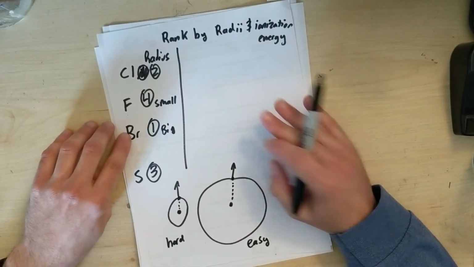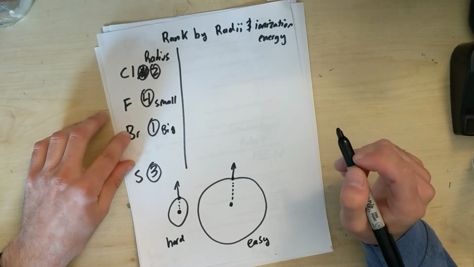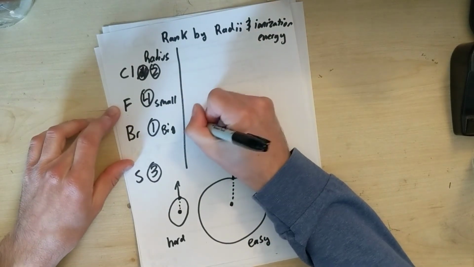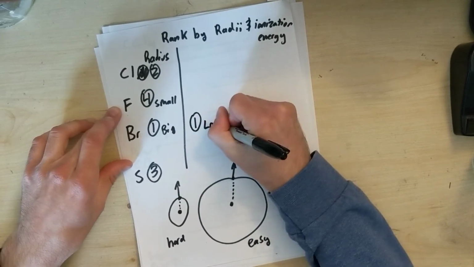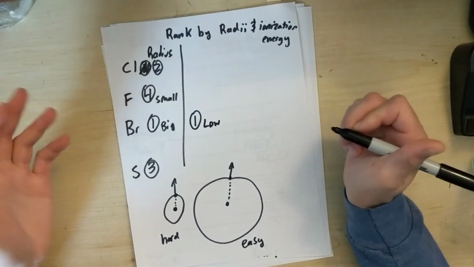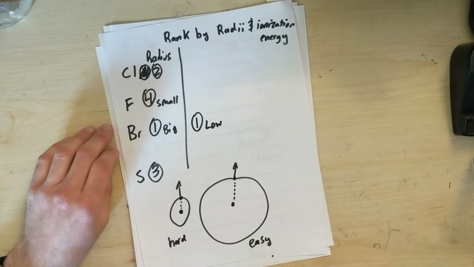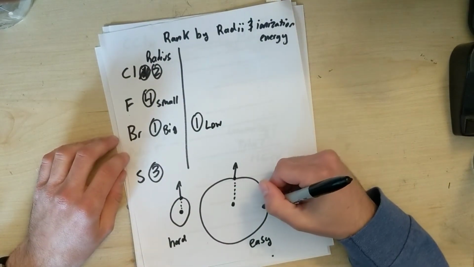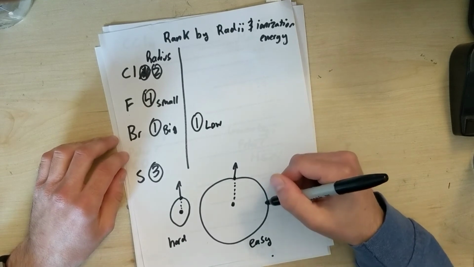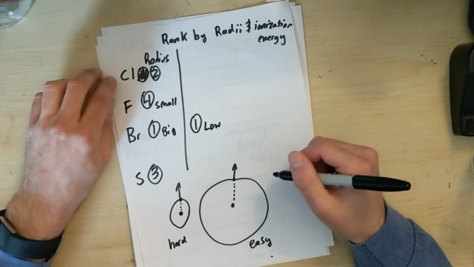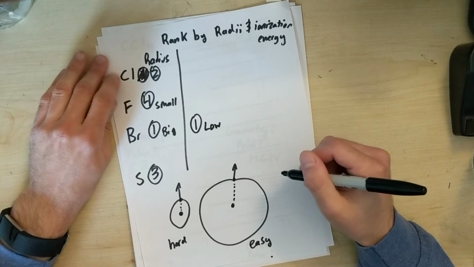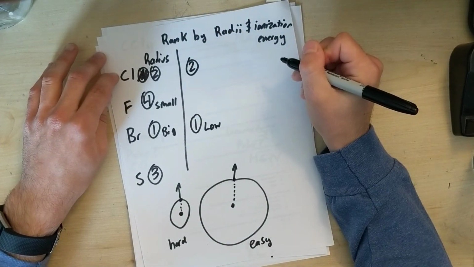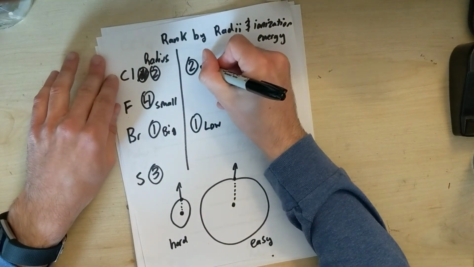So we're saying bromine is the biggest, so it's going to have the lowest ionization energy. We'll say 1 being low, because it's an energy, so it's low. It's going to have a low ionization energy because it's so big. Now we said chlorine was the second largest, and because chlorine is the second largest, it's going to have, again, 2, very kind of low.